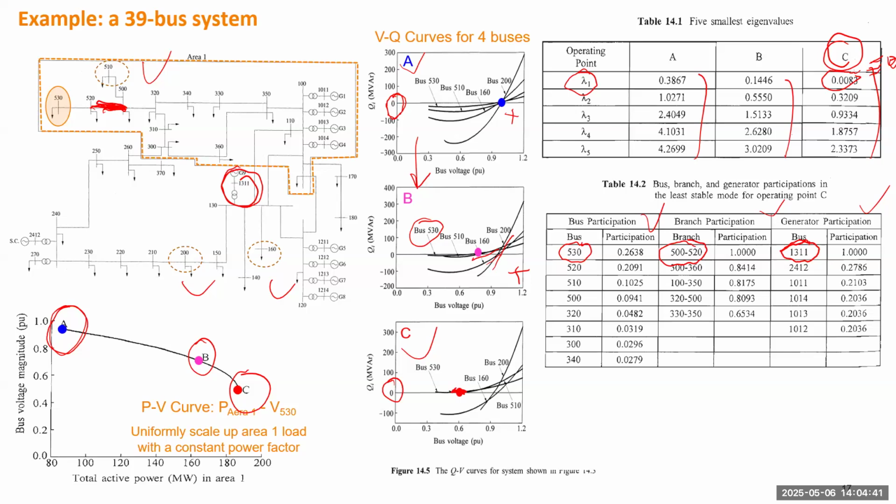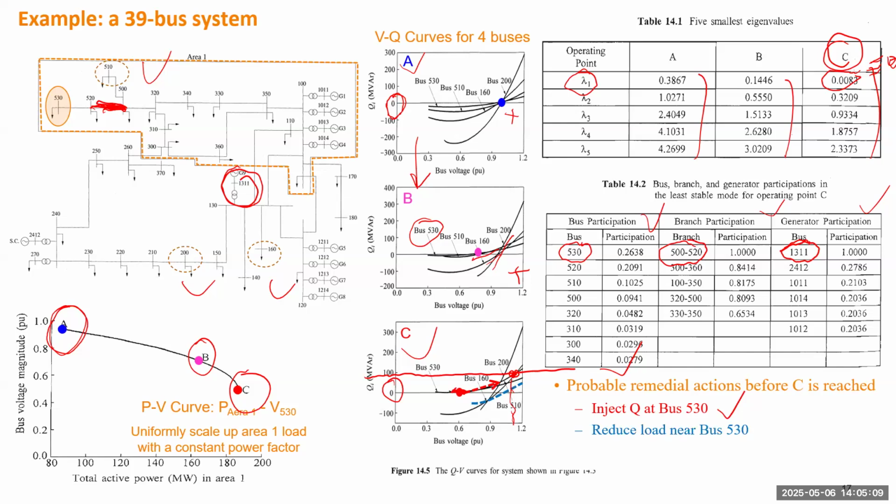So based on the analysis, there are a number of controls you can try. The first control is definitely based on the bus participation factor, you just inject reactive power at bus 530, right? That's very straightforward. Based on the VQ curve, if you inject, for instance, 100 megavar, it will intersect with that curve at a much better voltage.